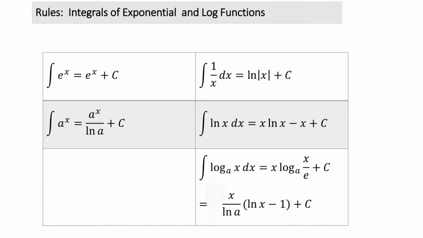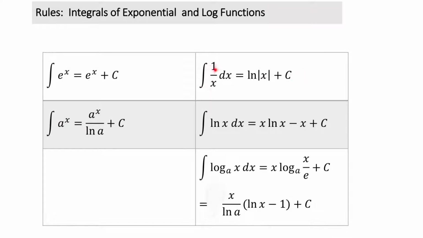Looking at the first one here, the integral or the antiderivative of e to the x is e to the x plus a constant. This one we're already familiar with. The integral of a to the x, so the base is a, is a to the x over ln of a plus c. We can verify that this is the antiderivative by taking the derivative of this side and arriving back at a to the x.